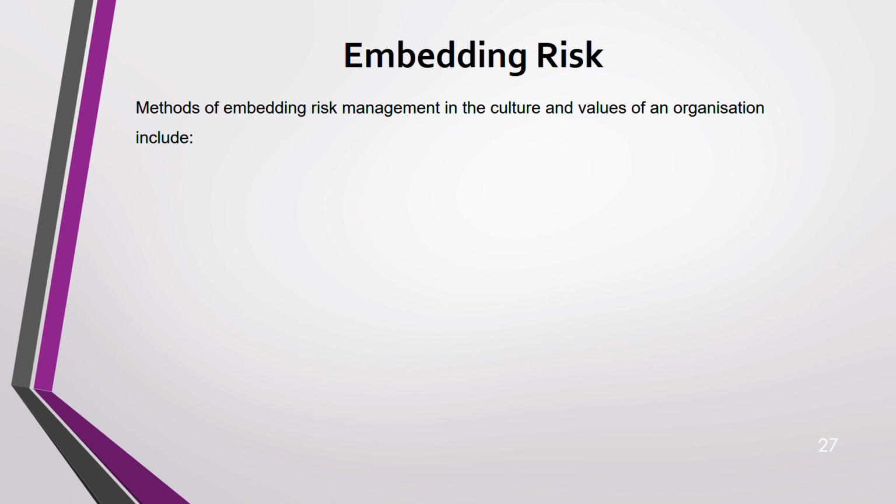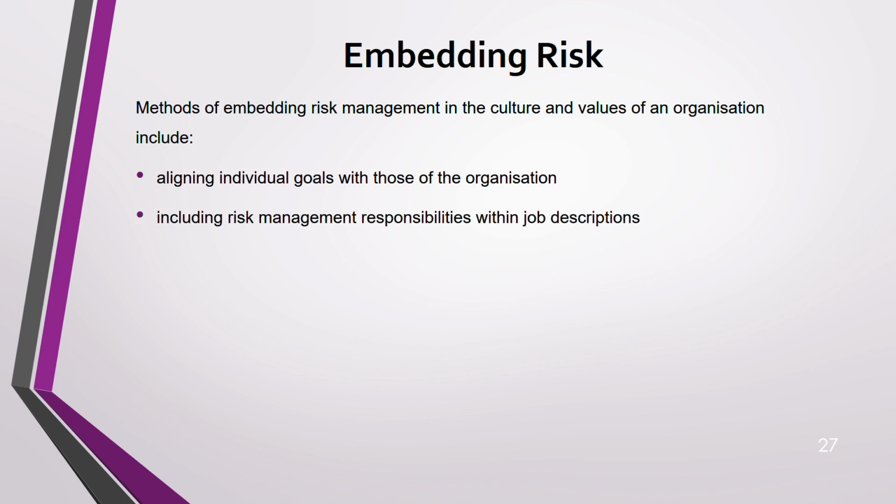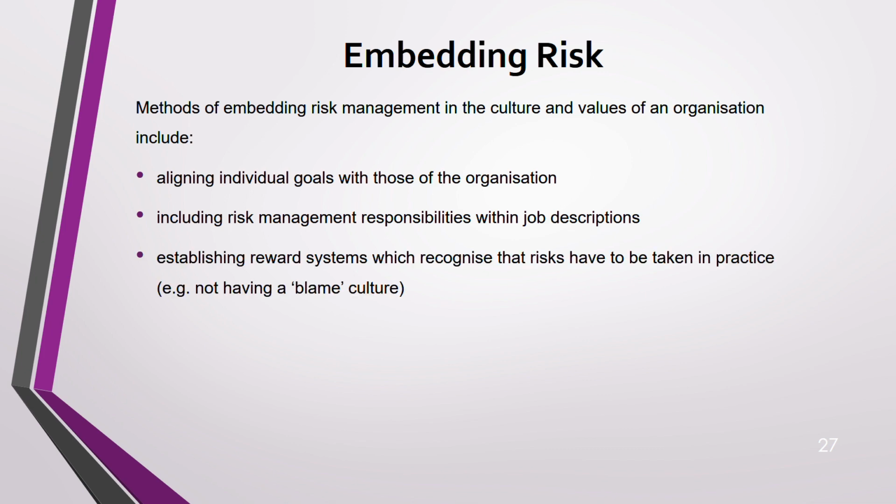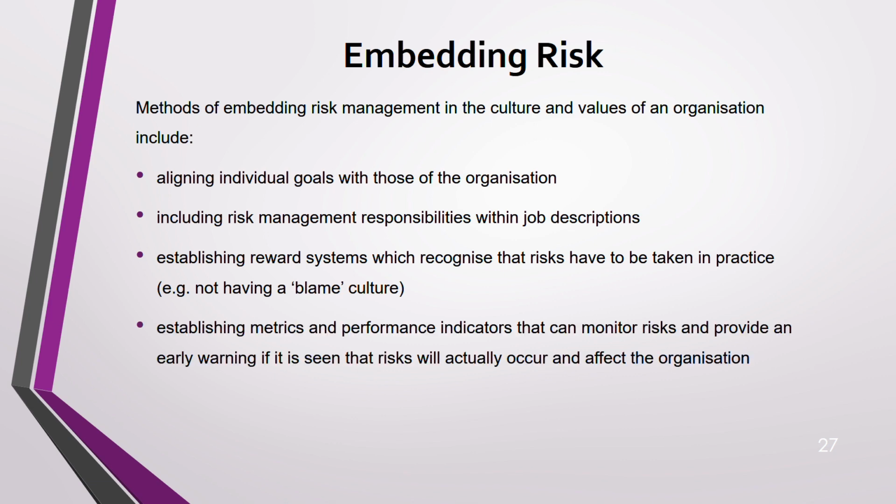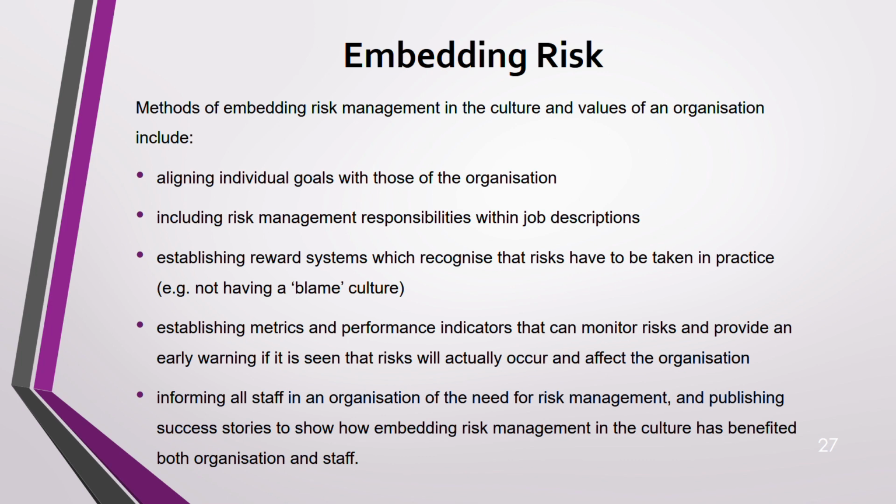Now, how do you embed the risk in the culture? There are methods for it. You align individual goals with the organization. You include risk management policies in the job description, so all the employees know beforehand that you have to manage risk. Third, you have a reward system that recognizes risk rather than blaming, saying this is your fault, that's why this risk is there. No. Then you establish metrics and performance indicators that allow you to monitor the risk so that it can give an early warning, that if this is very risky, here is what you need to do. You inform all this. And you publish success stories on your wall or on your website to show how embedding risk management in the culture has benefited both the organization and the staff.